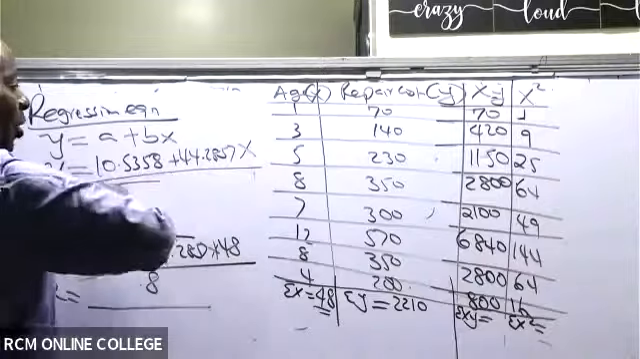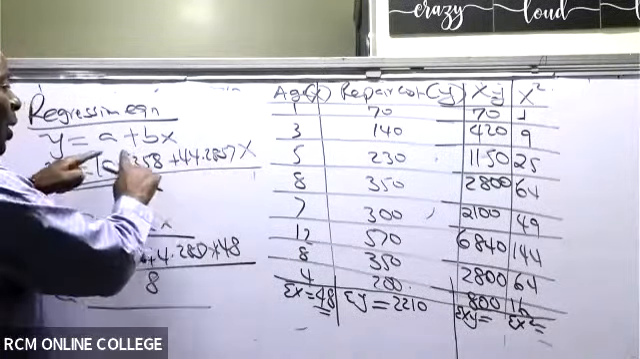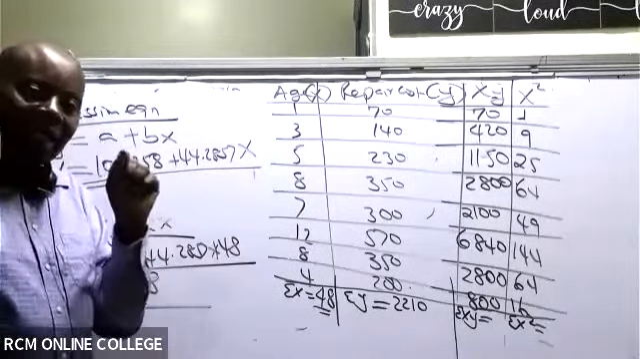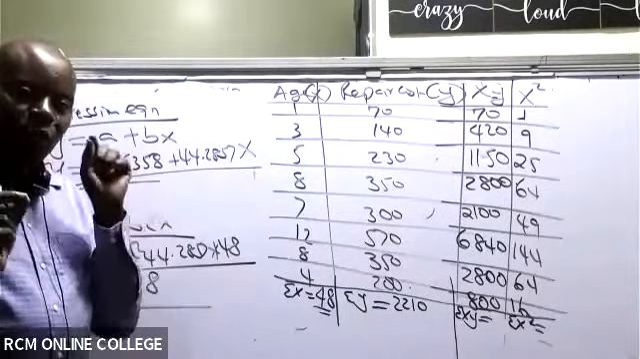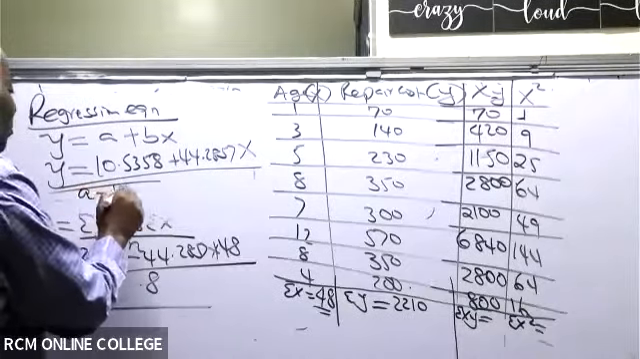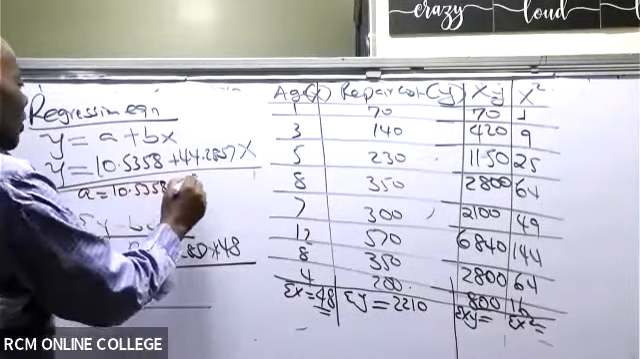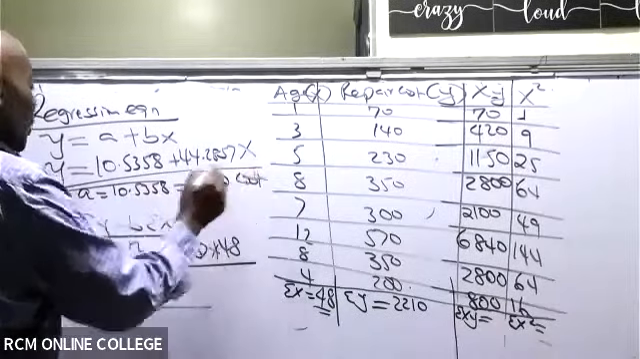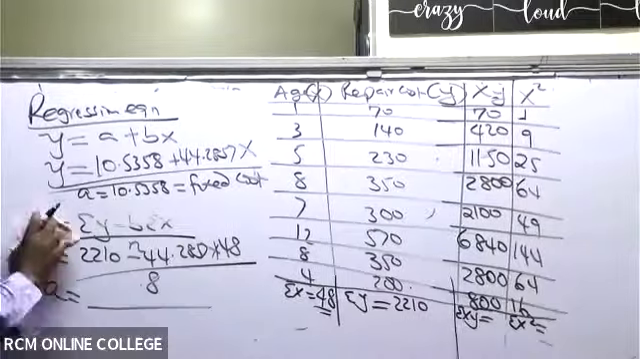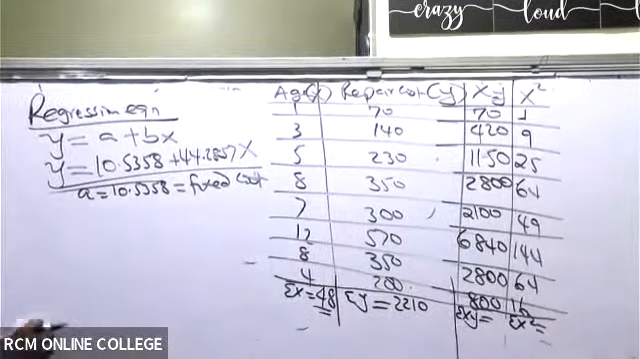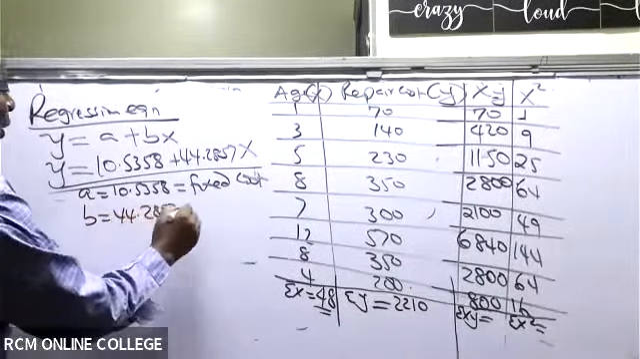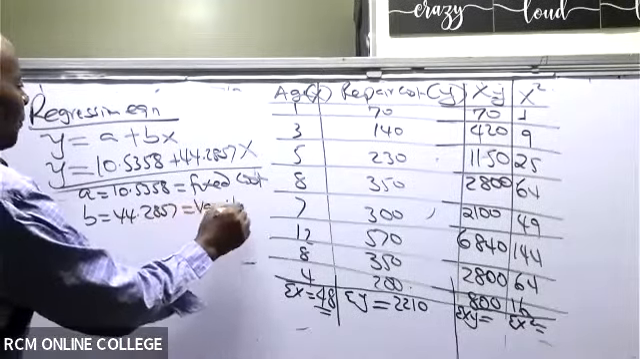Remember, all these are repair costs. But if you remember very well, this A is the fixed cost, the one that does not depend on X. It doesn't matter the age. So we have two types of cost here. So A is 10.5358, which is the fixed cost. And then, of course, we have B. B is 44.2857, which is the variable cost.